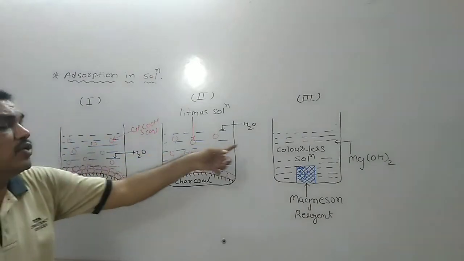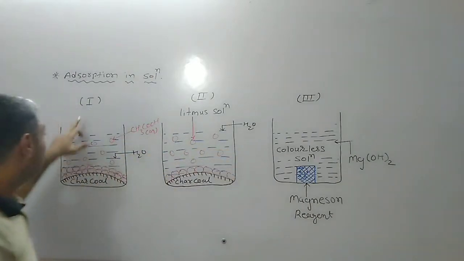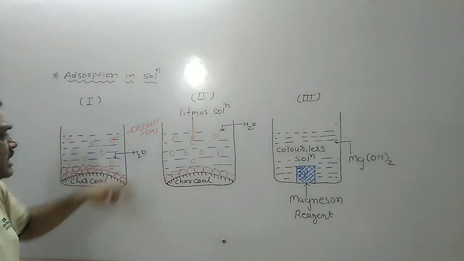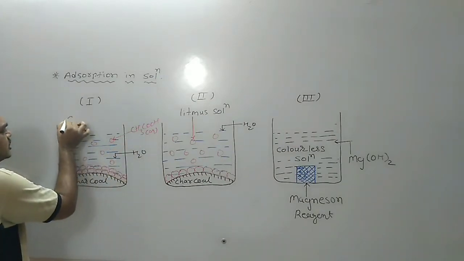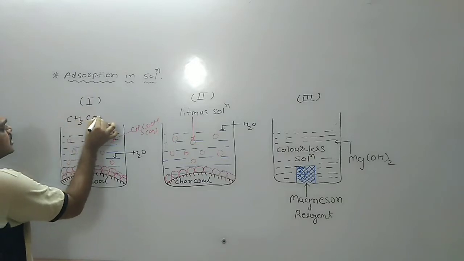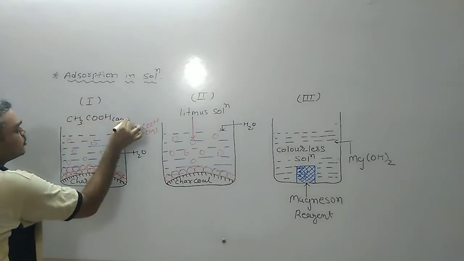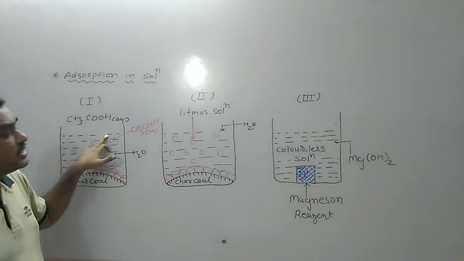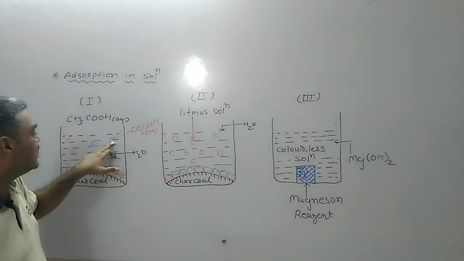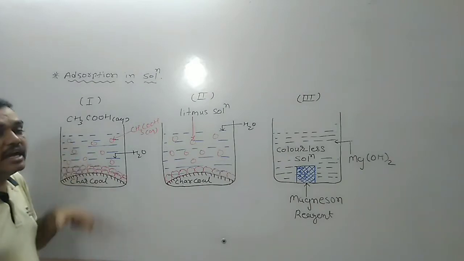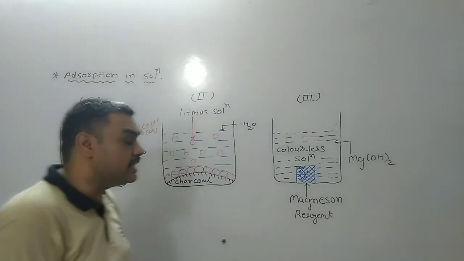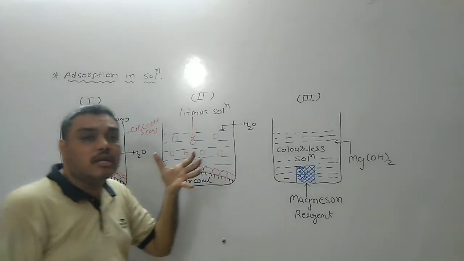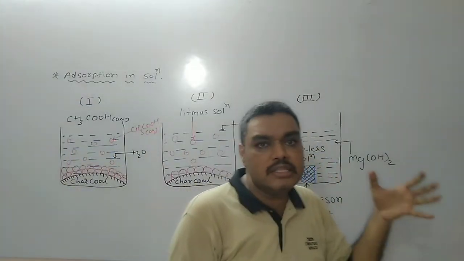In these three figures, in the first figure we take an aqueous solution of acetic acid, CH3COOH, meaning acetic acid in water. The blue color line indicates the H2O, and the red dots are the solute particles of acetic acid. Now we add 1 gram of charcoal in this beaker.